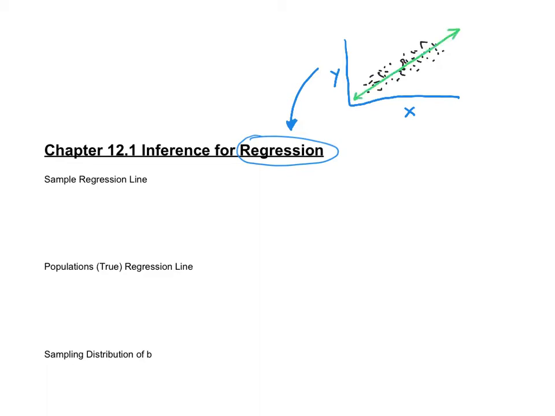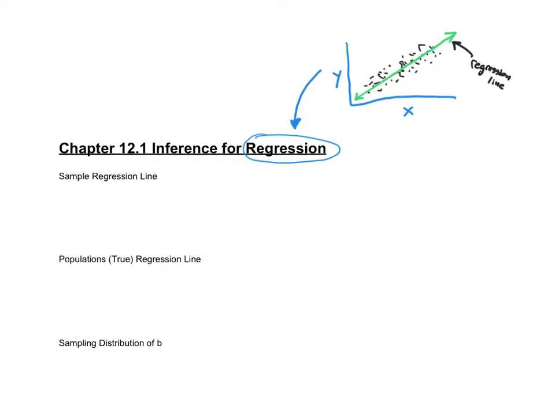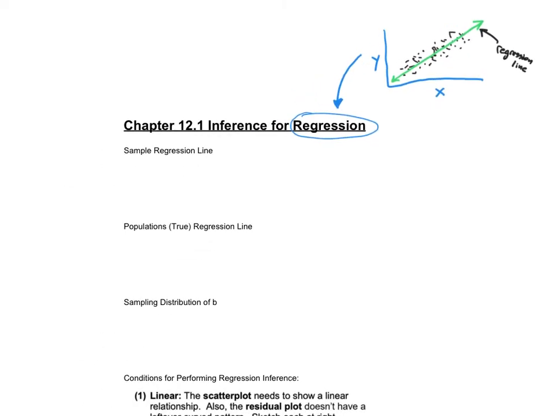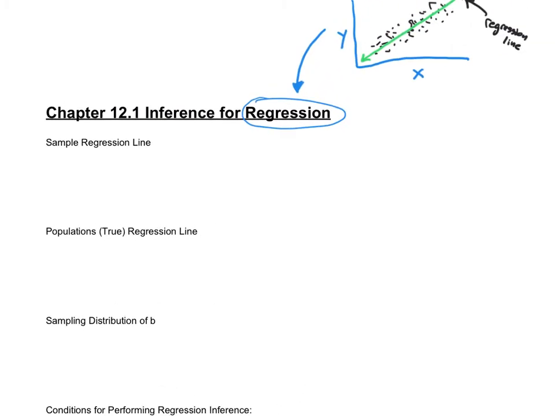So what we are going to be doing is inference, which means basically running a test or doing confidence intervals on some component of the regression line. All right. So that's what we got going here. That's what we're going to reintroduce ourselves back to, chapter 3, regression, which means we are looking at bivariate data.